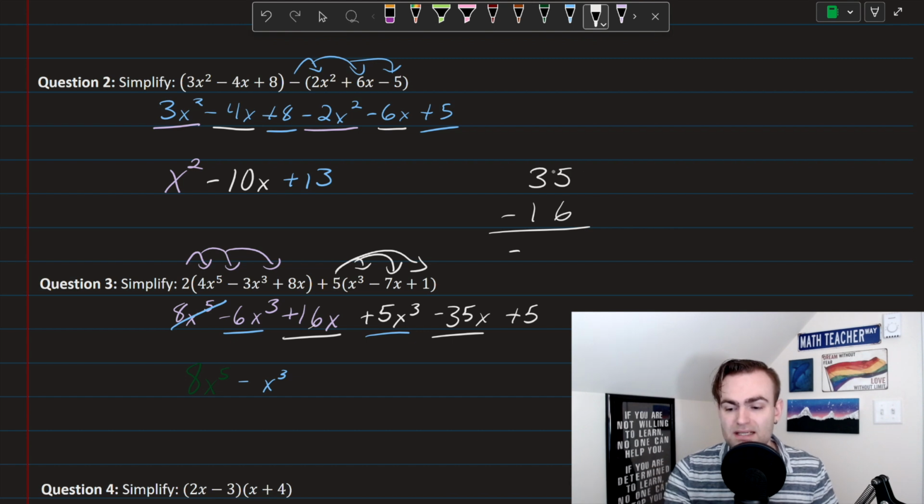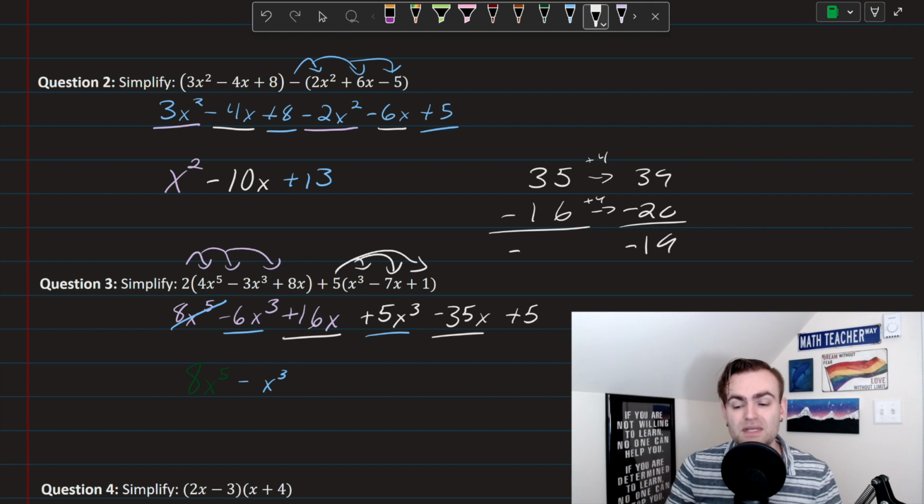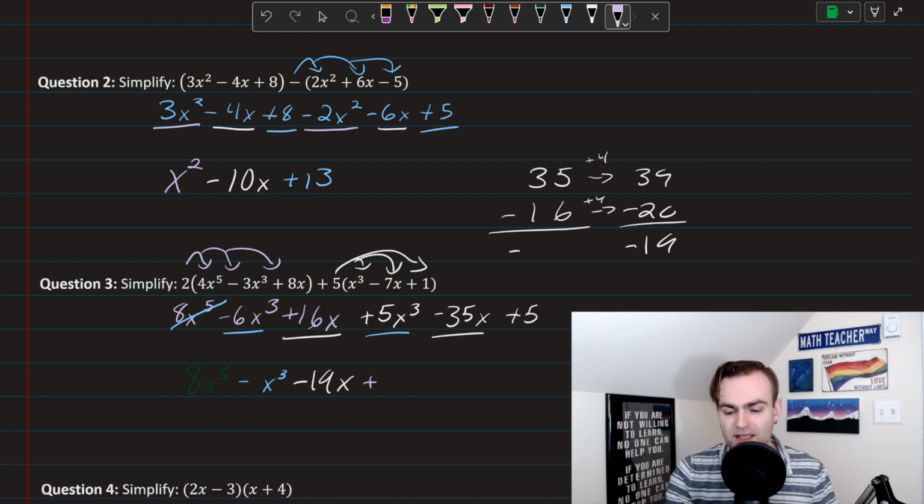And what I can do is shift these numbers up a little bit. I can make this 39 by adding 4. So if I add 4, I get 39, which means I have to subtract 4 more than I did before. And that gives me 20. Subtracting those, very easy to see that we're going to end up with a 19. That would be negative. So minus 19x. And then we just have this plus 5 on the end. And that is simplifying that one.